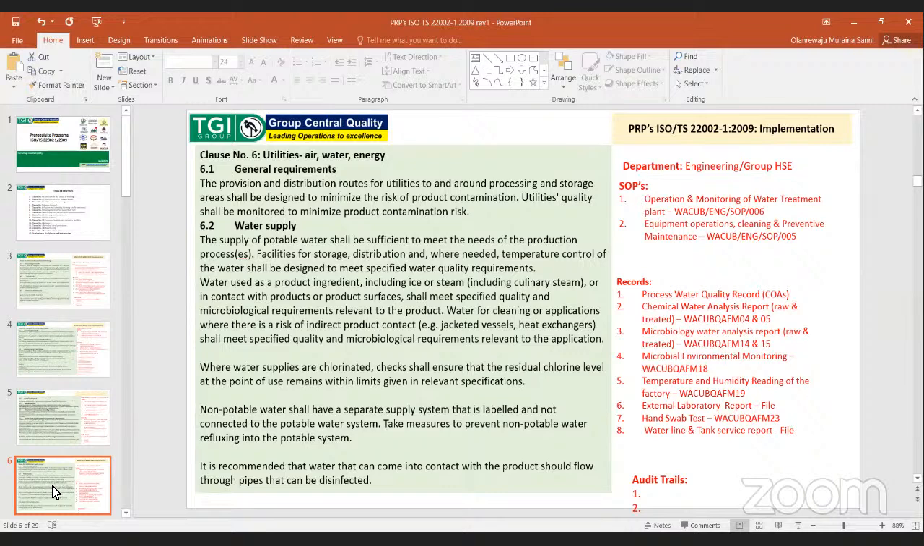We have water line and tank service report, because during my interaction with engineering, I came to understand that we have a service agreement with a company that is servicing our water line as well as the tank every two months. And I was able to see the records monthly, and I was able to see the service agreement and the reports. So that is why we put it in a file, because it is not our own generated record. So we make a file for it.